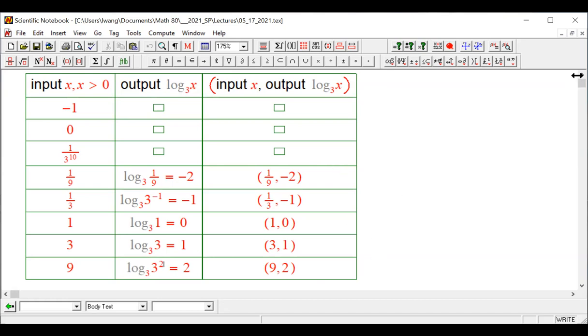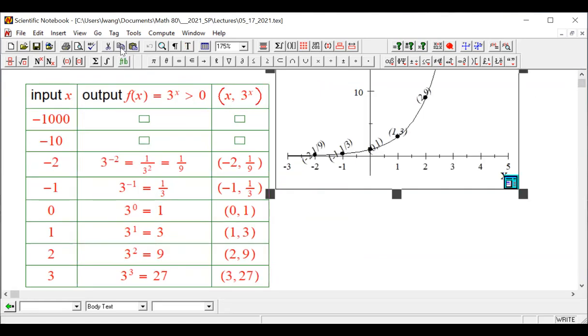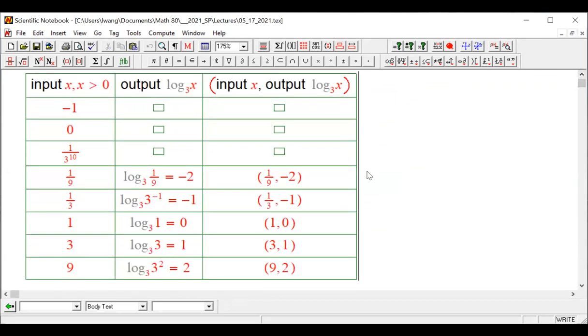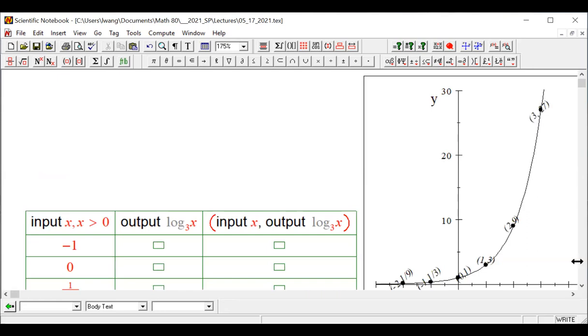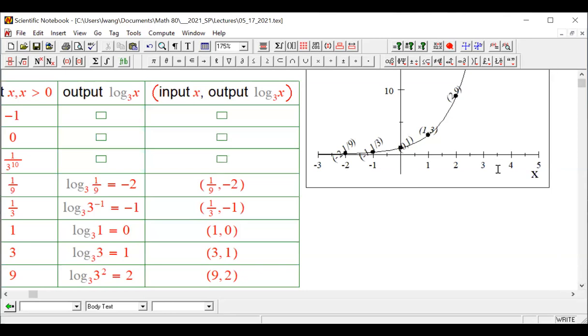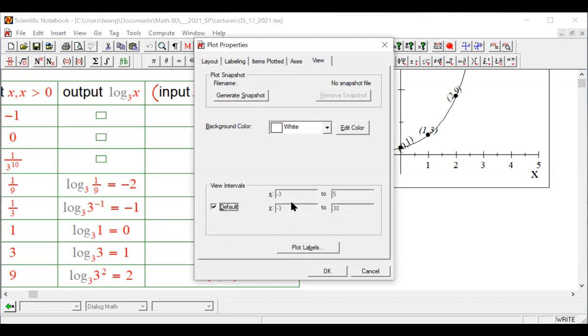Next, we're going to put the points in the graph, in the same graph. Starting from the last point, it looks like I need to make some adjustment, because in the X direction I only have 5 and I need 9. So this is going to be 10.